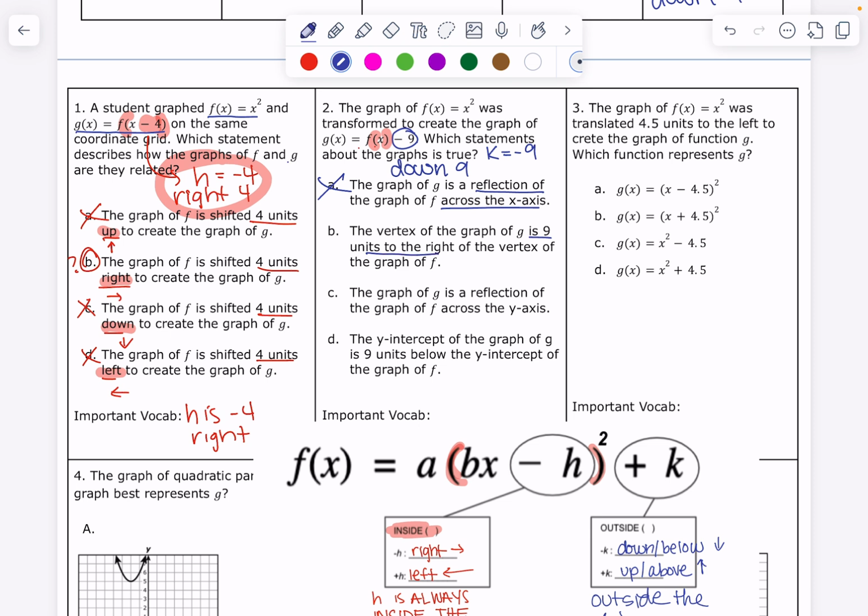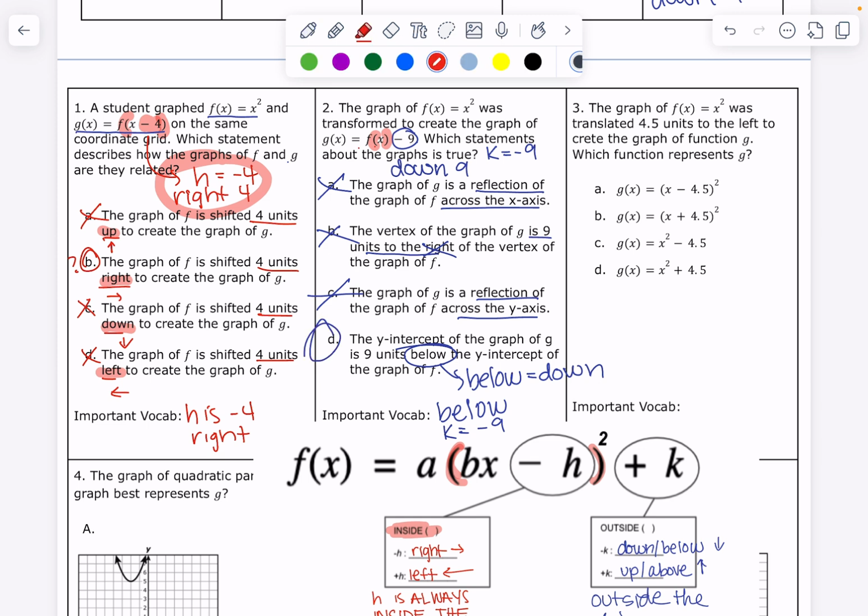9 units to the right, I know it's not right. I'm looking for down. Reflected y-axis, I know that's not good. This doesn't have down, but it has the word below. Below is the same thing as down. Below equals down, same thing. So important word, we'll put below, and k equals negative 9. So my answer would be D.